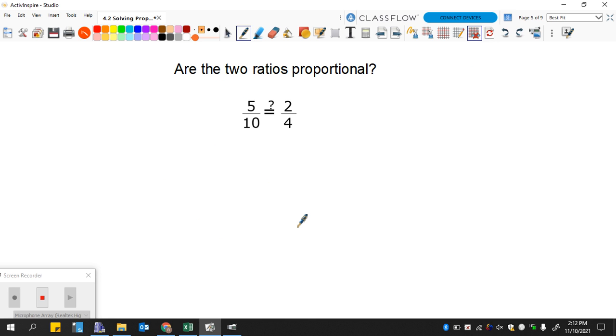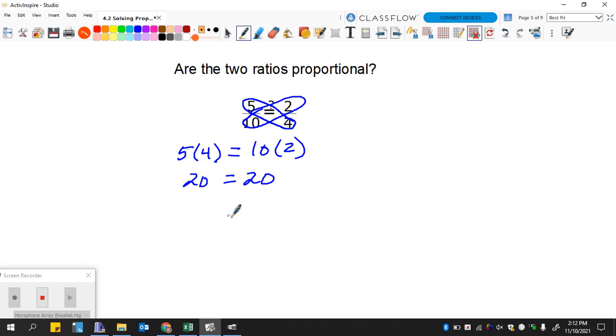Are the two ratios proportional? Well, is 5 times 4 equal to 10 times 2? Remember, this is cross multiplication, to check it. 5 times 4 is 20, 10 times 2 is 20, so yes, they are proportional.